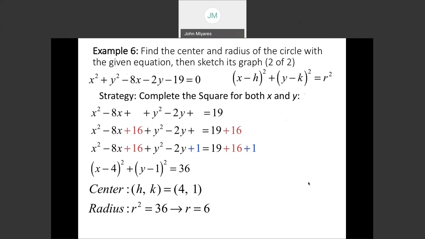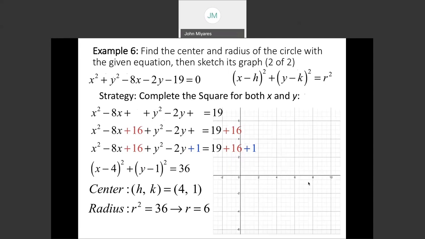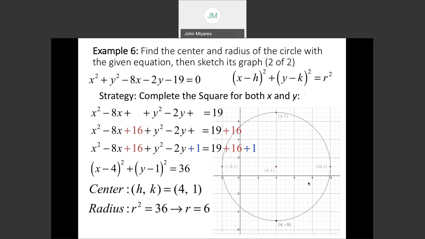Well, now to sketch this graph. Just like before, we must plot the center point at the coordinates 4, 1. From there, we'll plot the 4 points that are going to be 6 units away from the center. We'll go right 6 and left 6 to get to the points 10, 1 and -2, 1. Then I'll go up 6 and down 6 to get to the points 4, 7, and 4, -5. Finally, with those points, we can draw the circle.